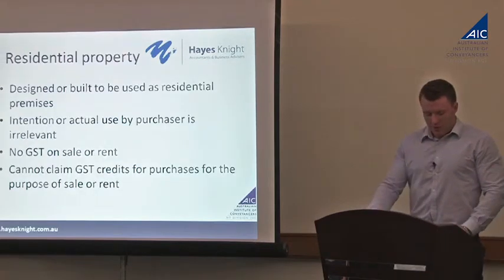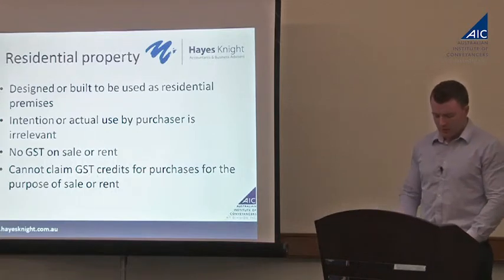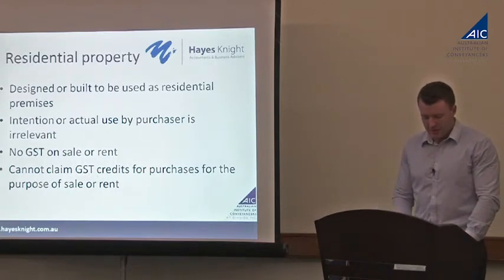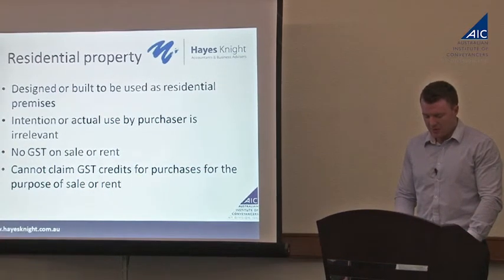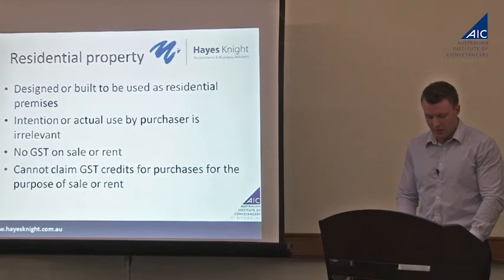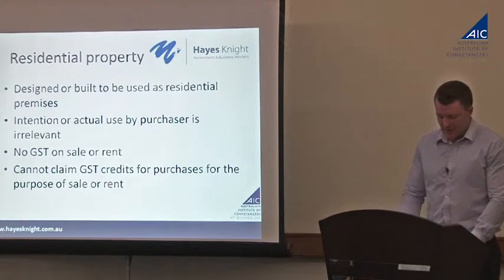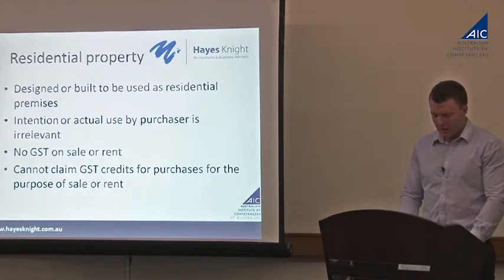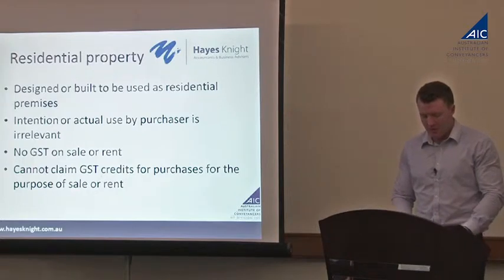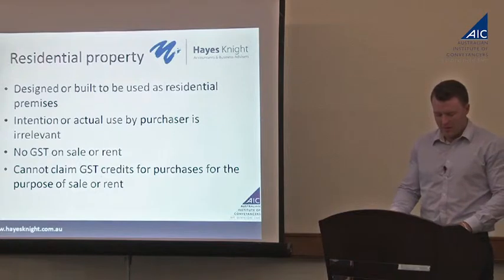So our first type of property is residential property. Residential premises is property which is designed or built to be used as residential premises regardless of the intention or the actual use by the purchaser. So if the premises are intended to be occupied and capable of being occupied as a residential premises, or when the physical characteristics of the property are designed to be lived in as a residence.